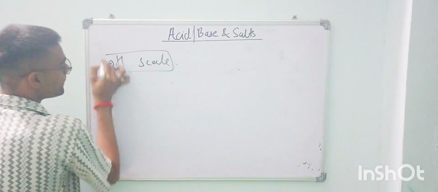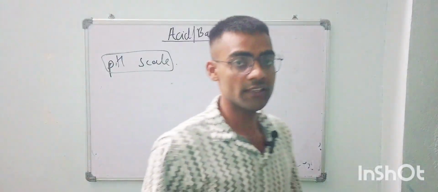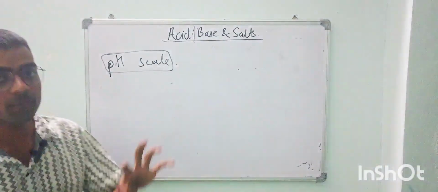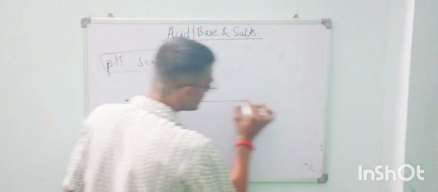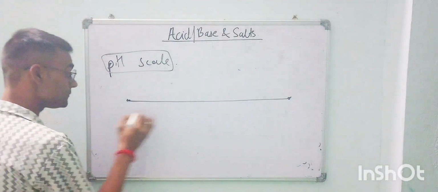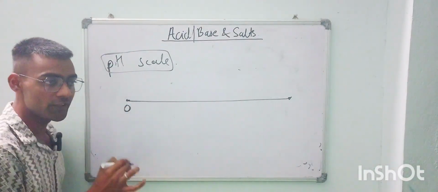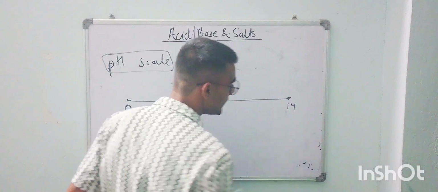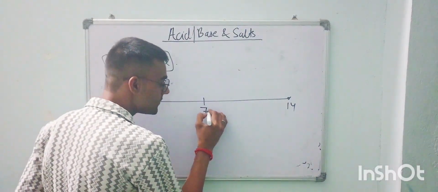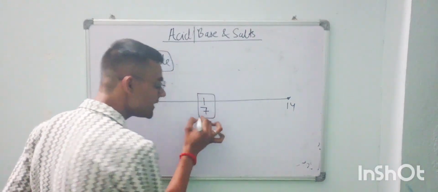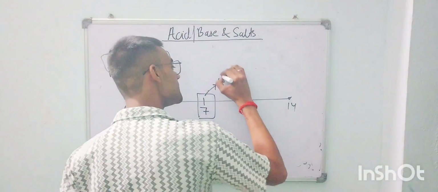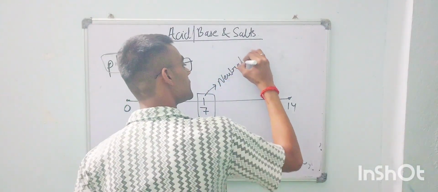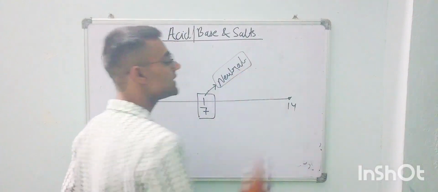Before acid separately, studying the acid, we are now going to discuss the pH scale. The pH scale is a simple scale which starts from 0 and ends at 14, and 7 is the middle. At the point of 7 it is also known as the neutralization point. At 7 it is neutral.